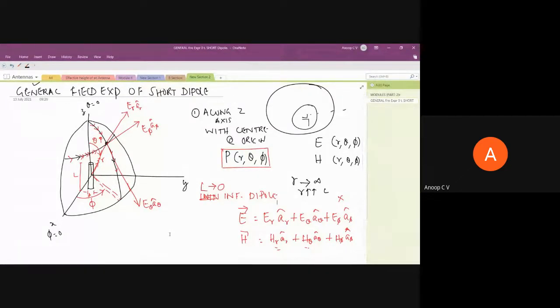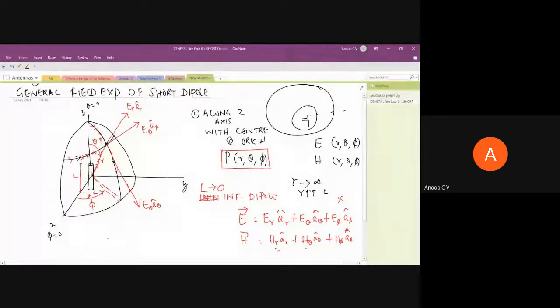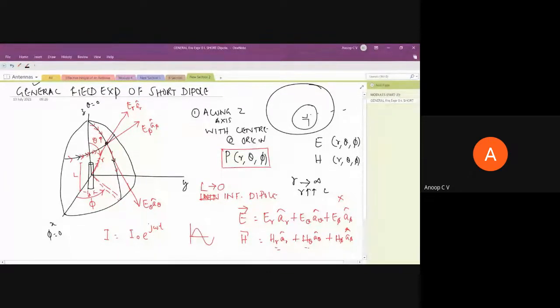Now, consider any point P at a distance r from the source, and we are exciting it with a current I equal to I naught e power j omega t. It's a time harmonic current, a sinusoidal current variation, with angular frequency omega equal to 2 pi f.